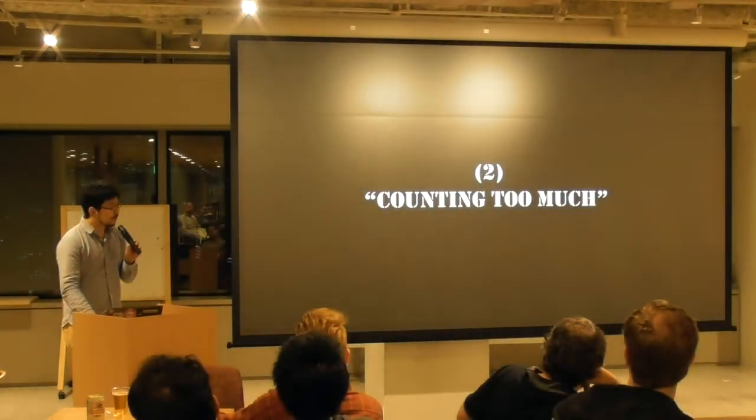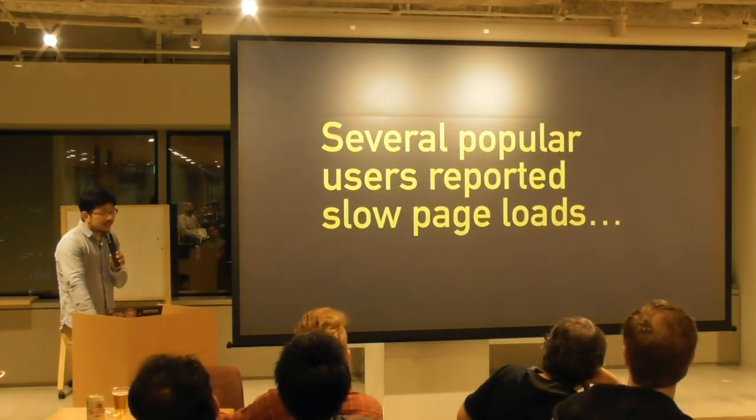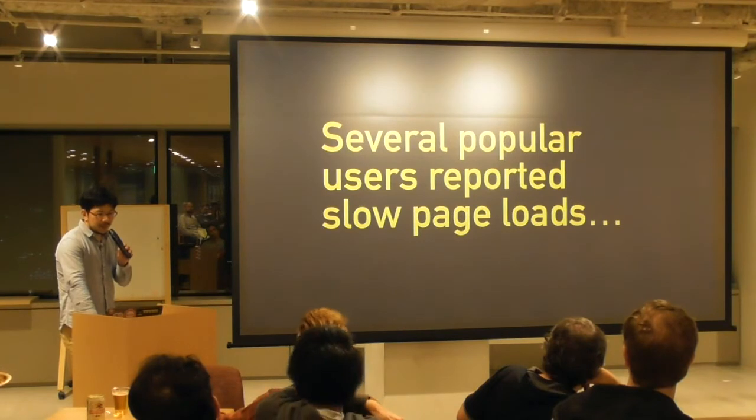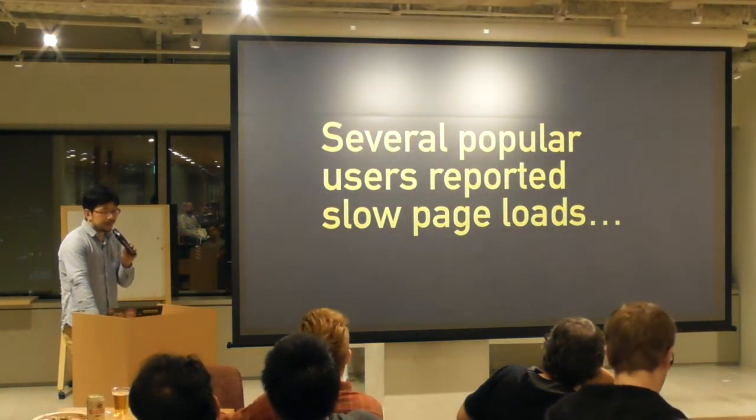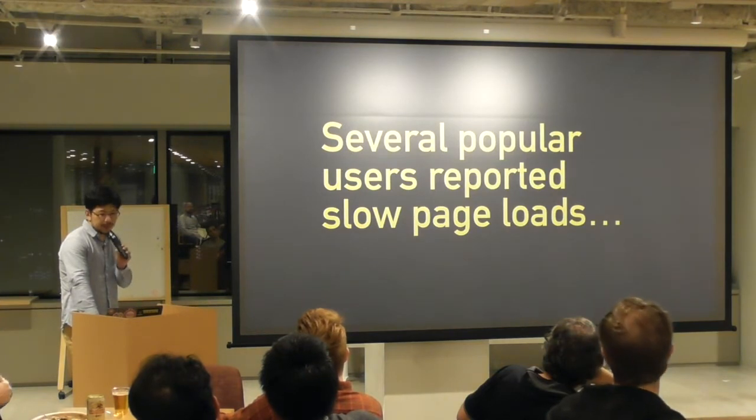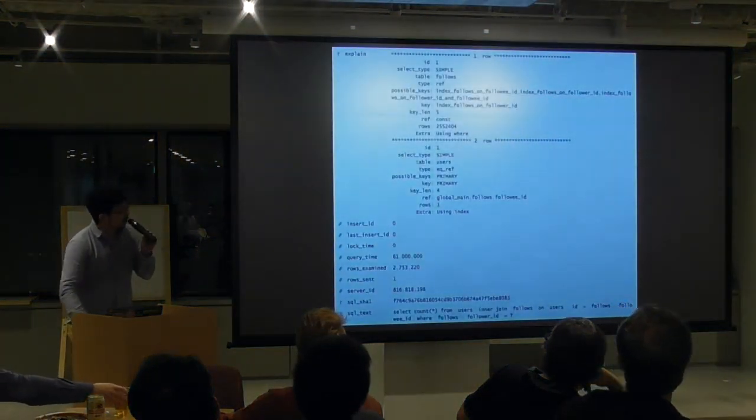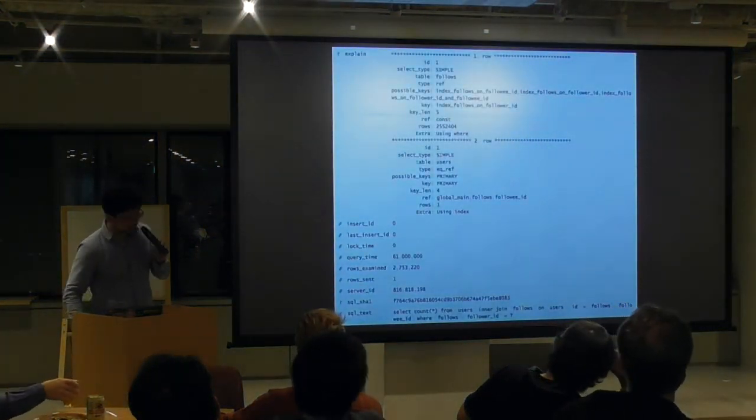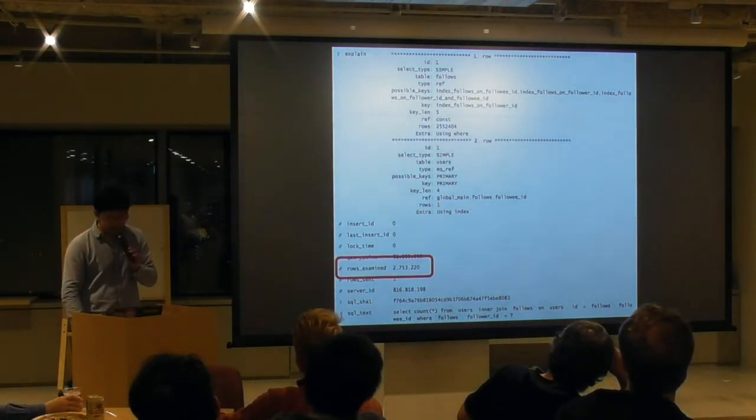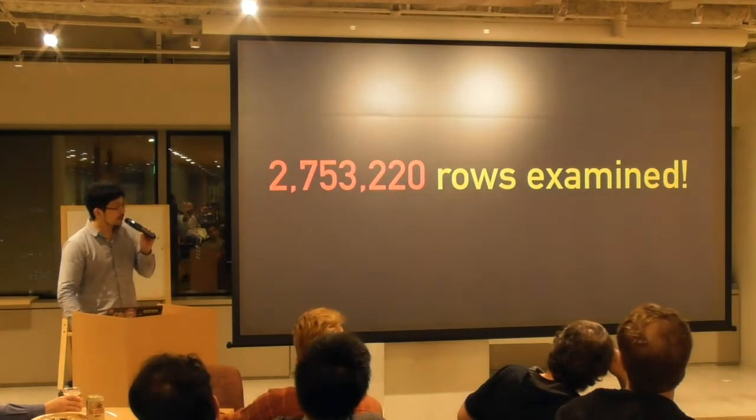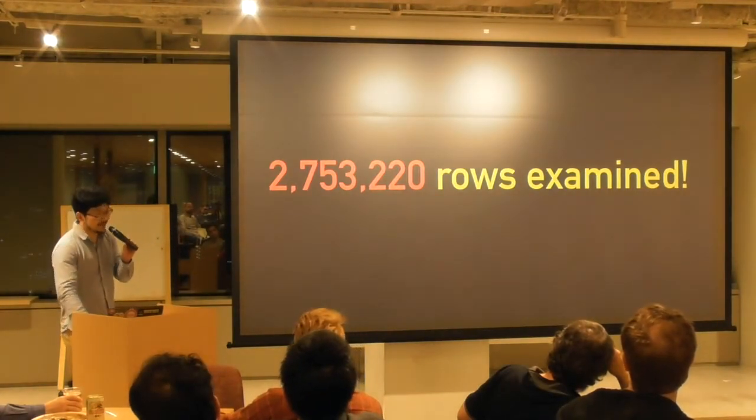So next one, counting too much. Only a few of you use this though, report some slow page loads. Again, I'm going to pull up the slow query log. This is a very similar one from before. I'm going to look at the same place, rows examined. That's a pretty big number, 2.7 million rows examined.